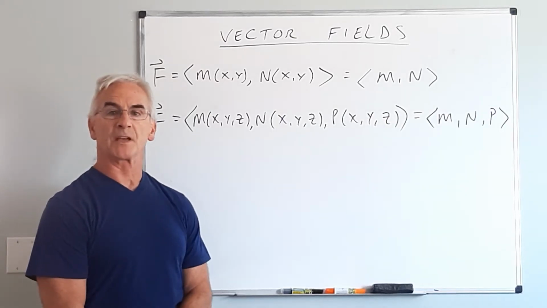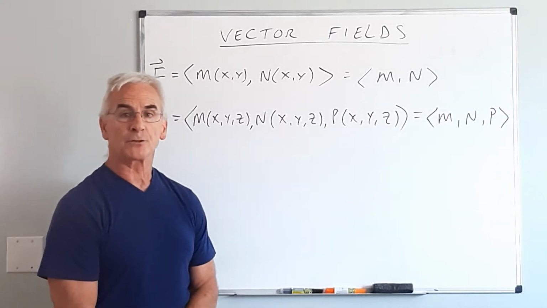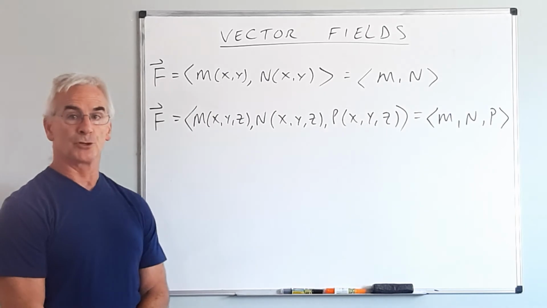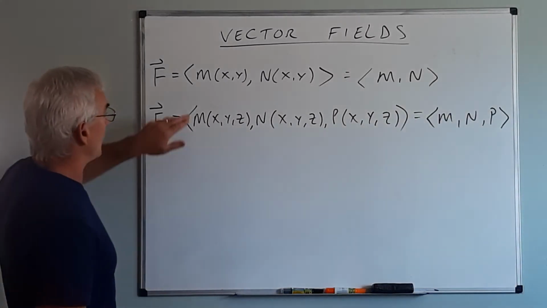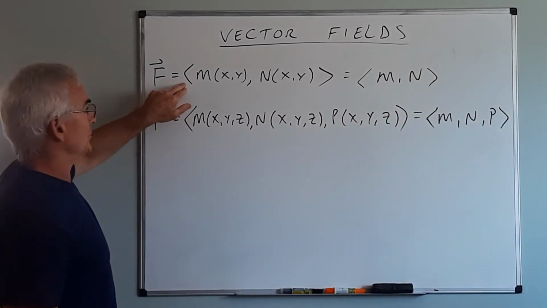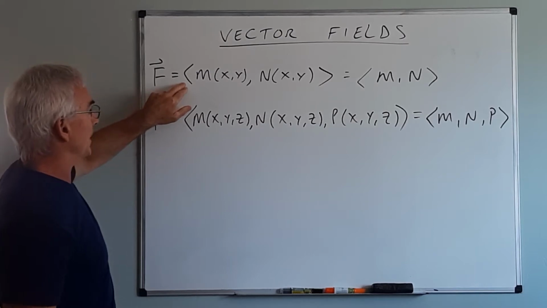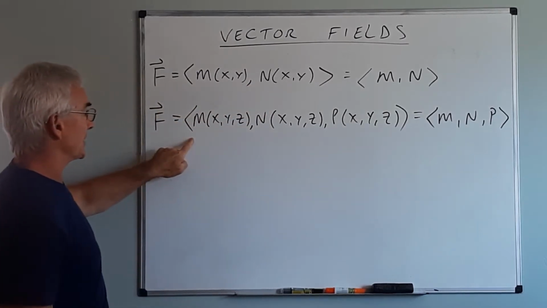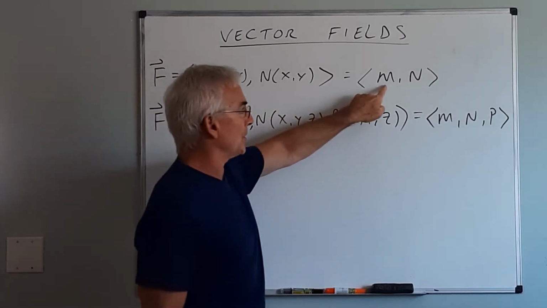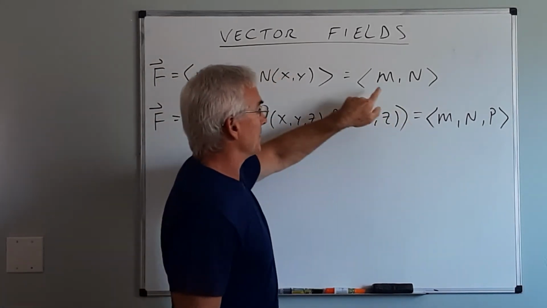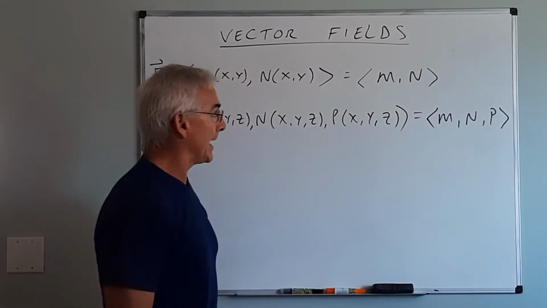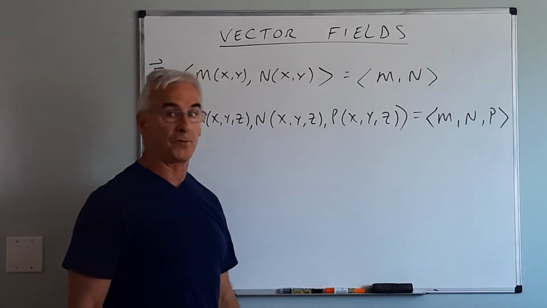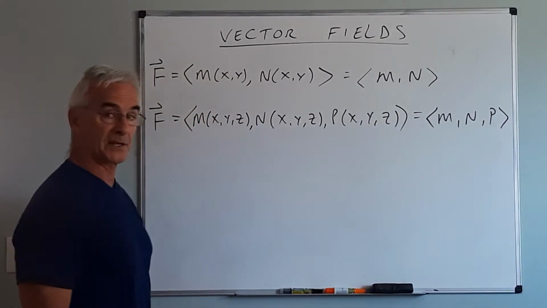I want to introduce a vector field. Now, a vector field is a vector in either 2 or 3 dimensions of the following form. It is a vector of functions. So a 2-dimensional vector field would represent a function of x and y, and in 3 dimensions, obviously, x, y, and z. We generally shorten it to this notation where it's implied that M, N, or M, N, and P are all functions of x, y, or x, y, and z.